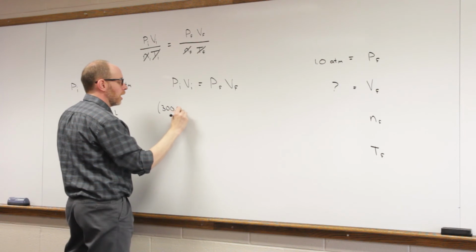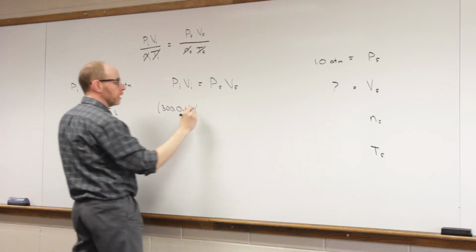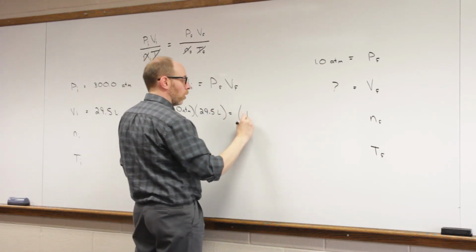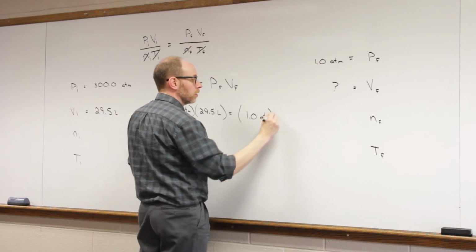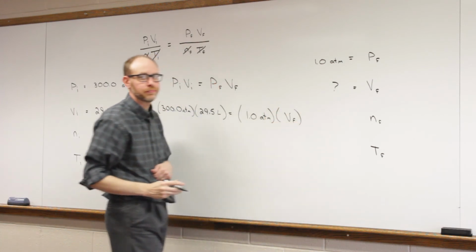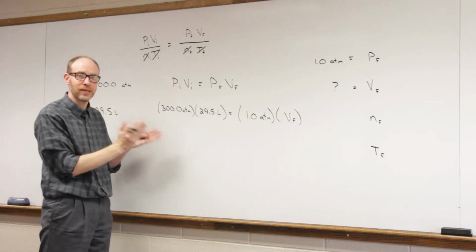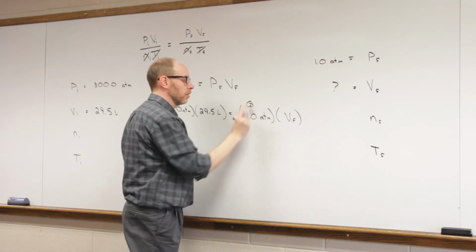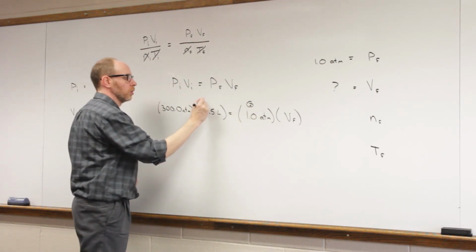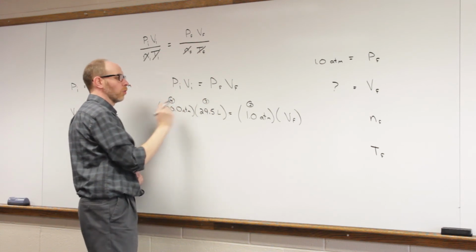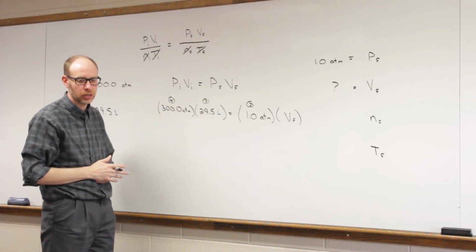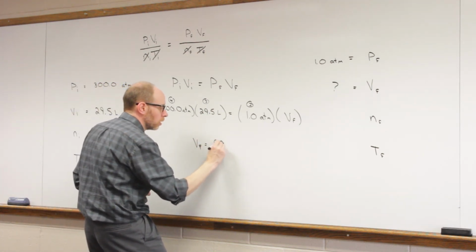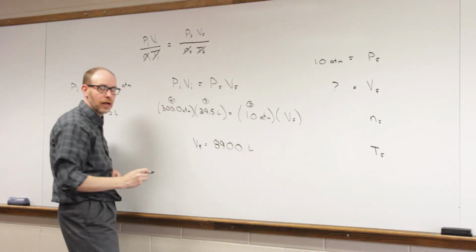300 atmosphere, 29.5 liter, 1.0 atmosphere, and we have some final volume. So literally it is just some basic algebra at this point. You solve for it. We should end up with 2 significant figures because this 1.0 has 2, and we've got 3 and 4, so it's going to be the smallest because it's all multiplication and division. And so you should end up with that final volume equaling 8,900 liters.